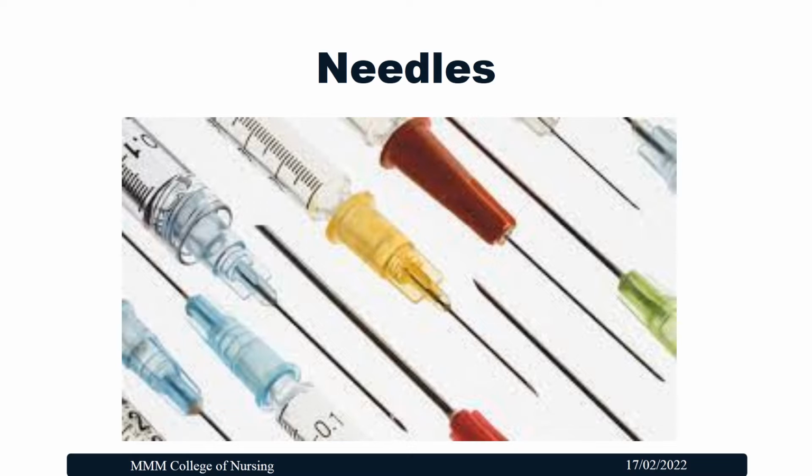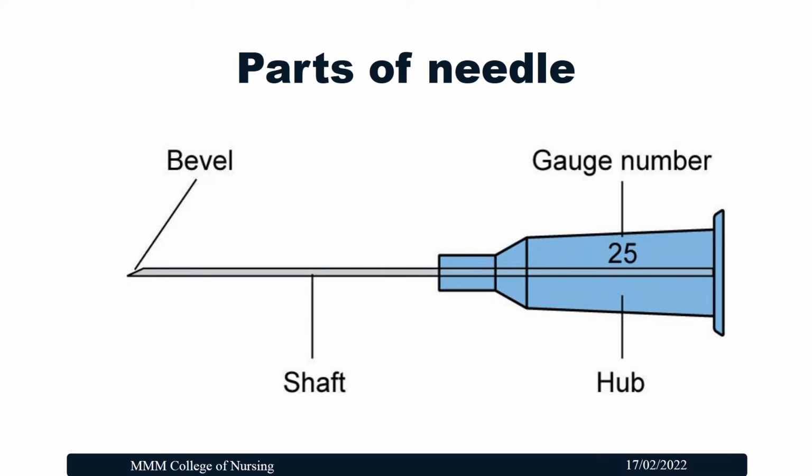Next we can see the needles. The medicines loaded in the syringes will be injected into the patient's body through the needles. The needles have different parts. The first one is the hub. This area helps to attach the needle to the syringe. The lengthiest part of the needle is called the shaft, and the tip of the needle is called the bevel.